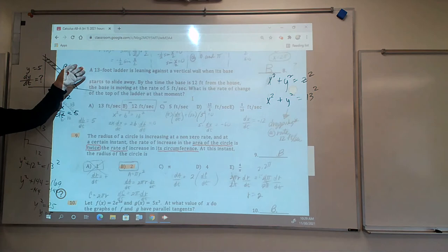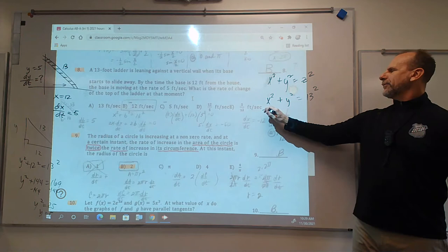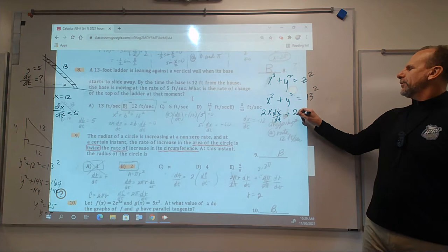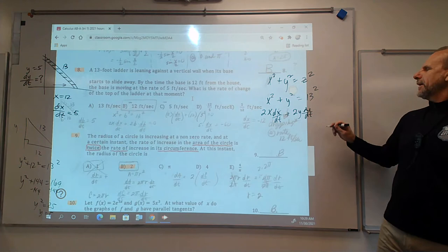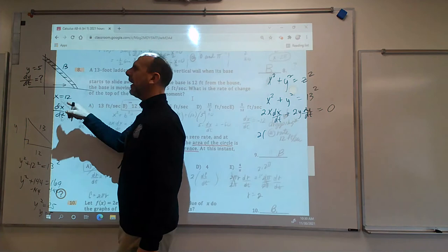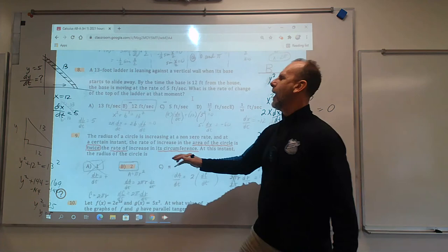So we do the derivative, and the derivative of x squared is 2x, but since I took the derivative of x, you write dx/dt, plus 2y, dy/dt, equals the derivative of a constant, which is 0. Do we know x? Do we know y? Yep, we do. 2 times x, at this moment in time, is 12, and dx/dt is 5.